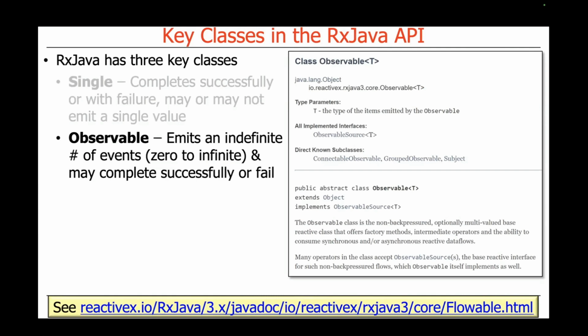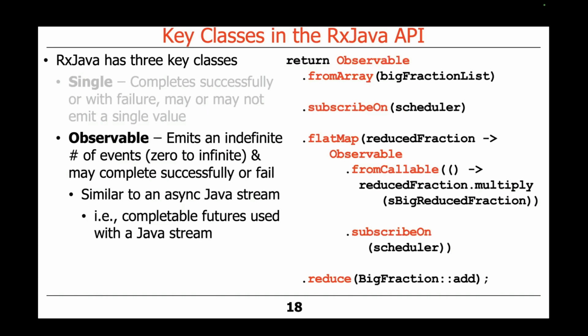The next type of class that RxJava has is really the workhorse of RxJava, and you've really got to understand this one. The other ones we'll talk about are variants of this. This is something called an observable. It can be used to emit an indefinite number of events, 0 to infinity, forever. And these events it emits may or may not complete successfully, and they may fail. So you can have either success or failure. This is similar to an asynchronous Java stream.